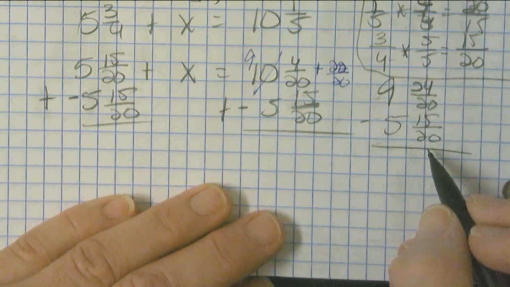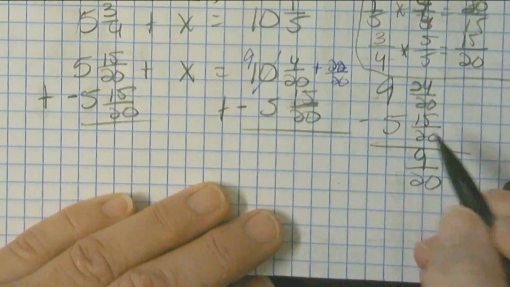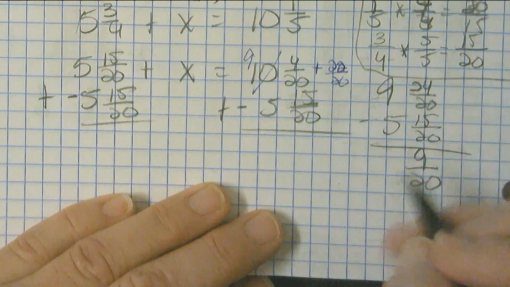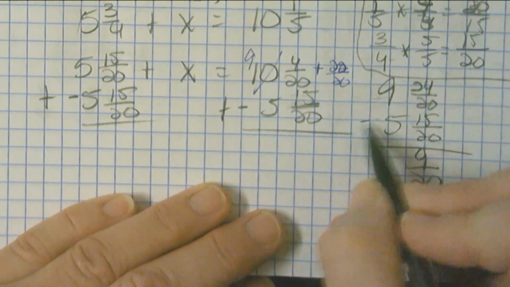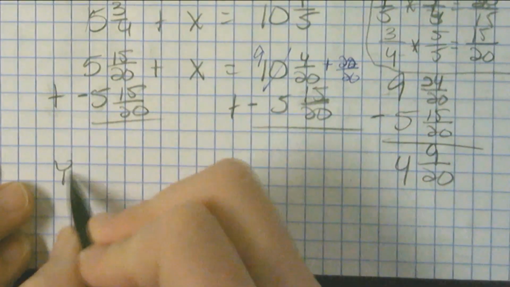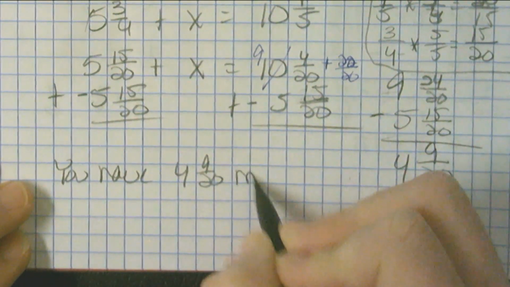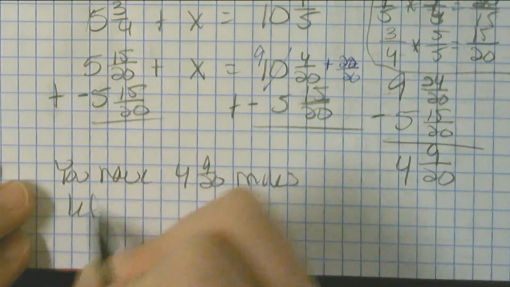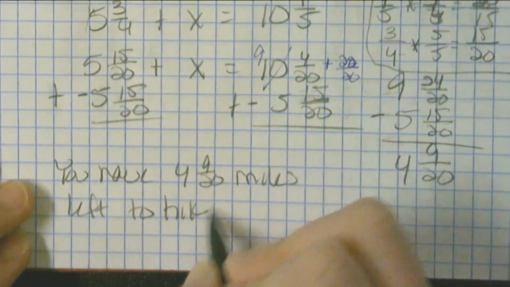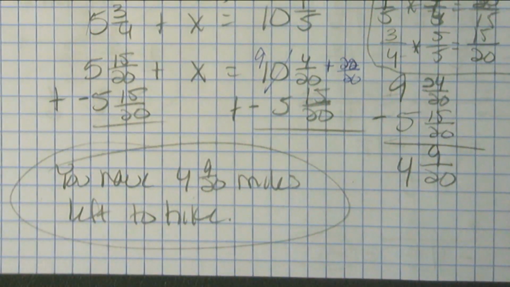24 minus 15? Okay, and what do you get? 9. Excellent. 4. So I would write as my answer, you have 4 and 9/20 miles left to hike. How many of you guys got that? Awesome. You guys cool with this? Questions? Valentina?